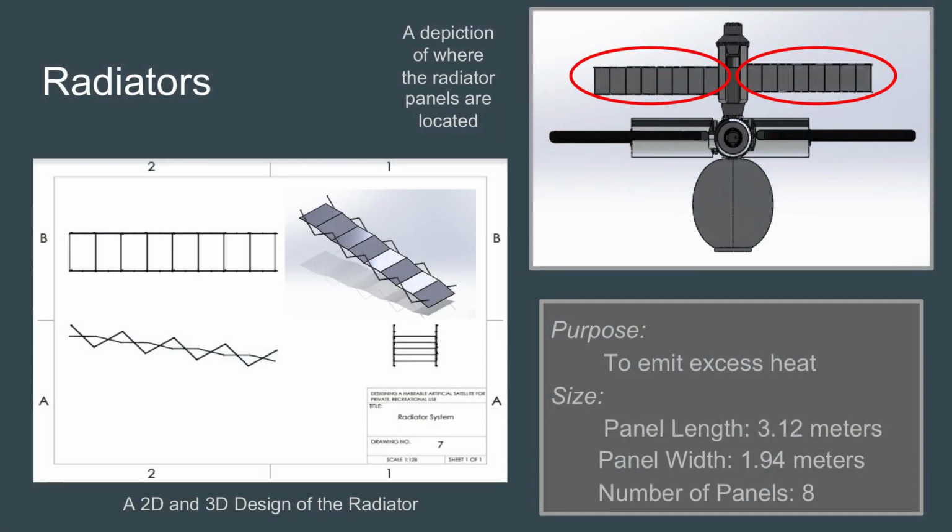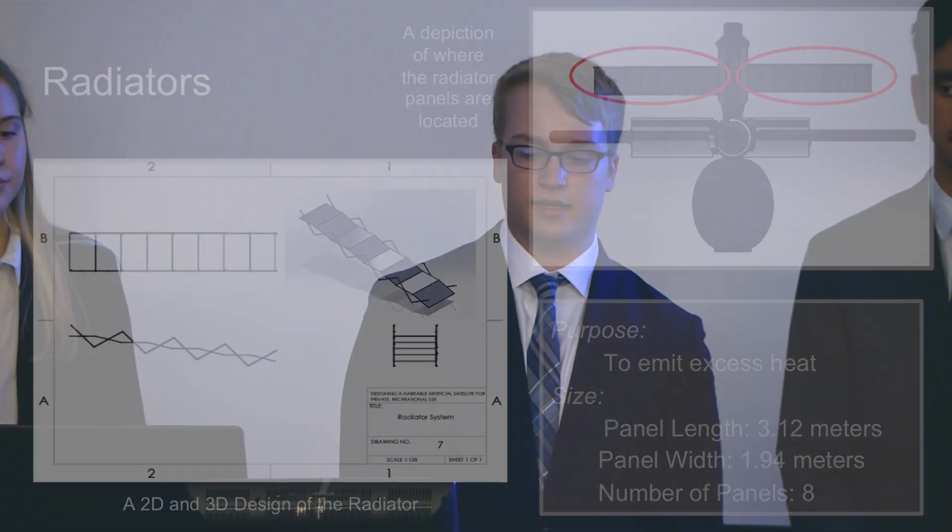Next, we have the radiators. Radiators are simply to remove excess heat from the inside of the space station and expel it into space.